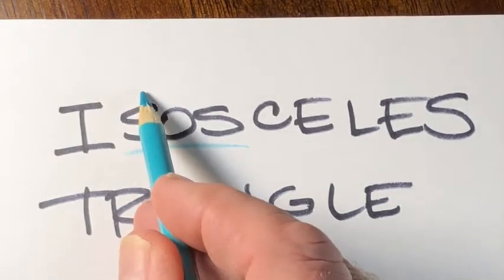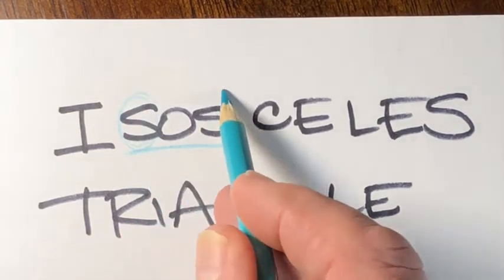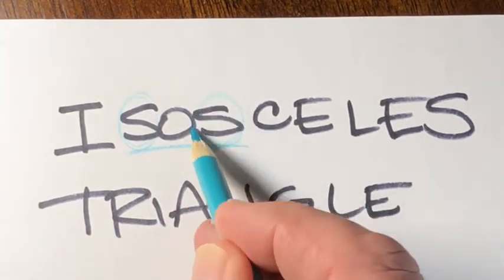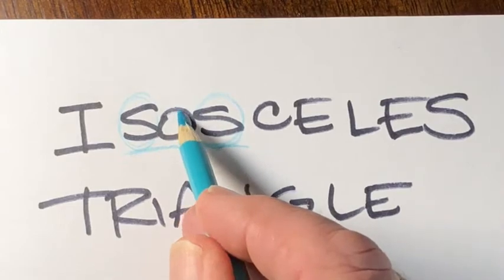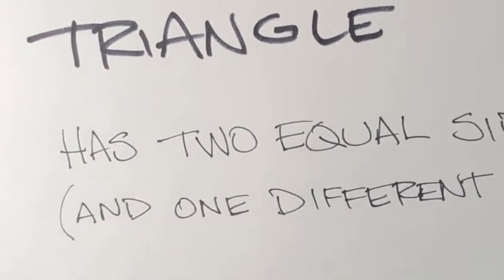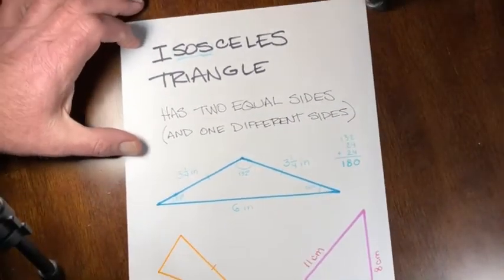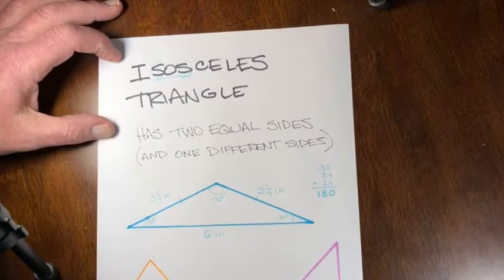So one side that's the same, another side that's the same, another one that's not the same. So SOS, think of that when you see that word. Two sides are the same and then one side is different. So we have triangles that maybe look like this.